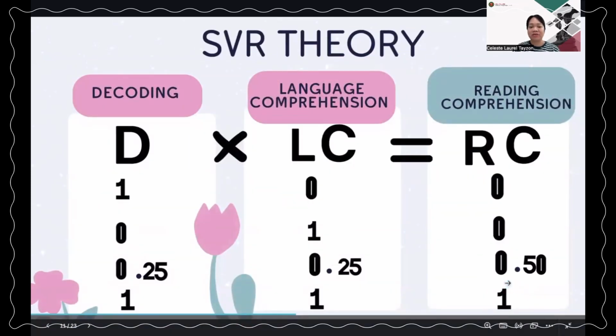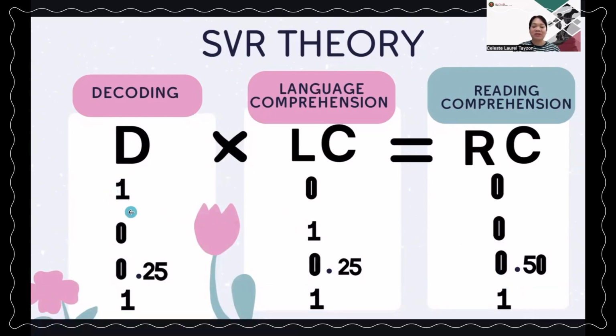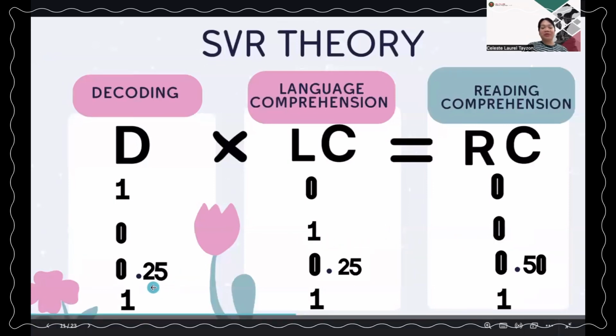Now, if SVR theory is a mathematical formula, so for example, we have decoding skills of 1, but you have zero language comprehension skills, then if you multiply 1 times 0, then reading comprehension is 0. If you have 0 decoding skills times 1 language comprehension, the reading comprehension will still be 0. Now, if you have 0.25 decoding skills times 0.25 language comprehension skills, the reading comprehension skills will be 0.50.